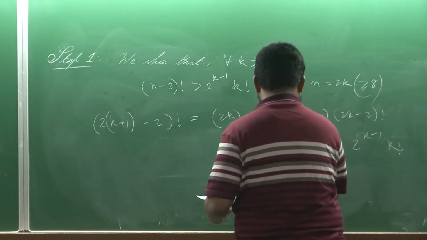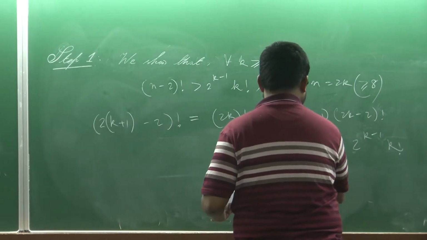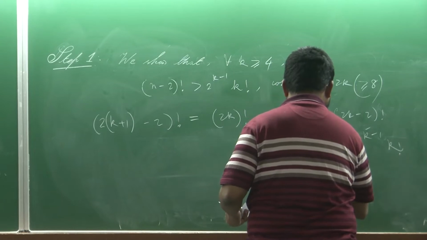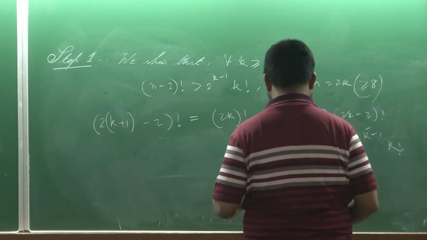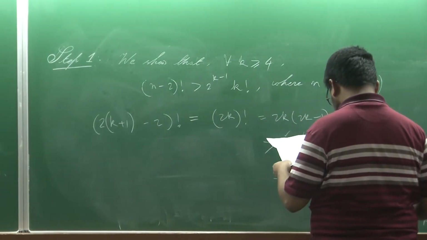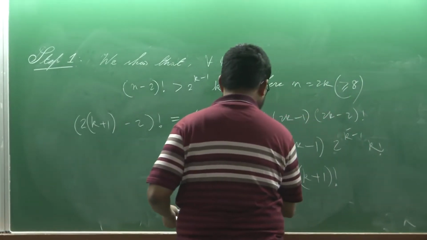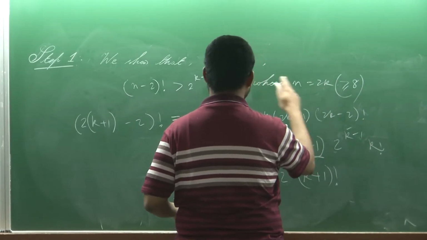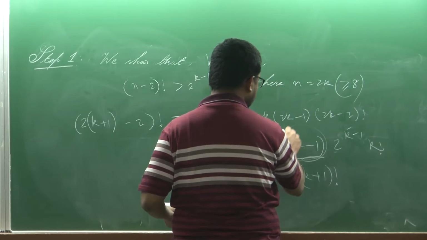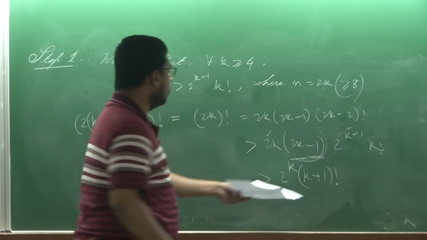Now you can immediately see, here we get 2 to the power k, here we get (k plus 1) factorial, and this has to hold, because since k is at least 4, 2k minus 1 is going to be at least 7, so strictly bigger than 1, so this holds.